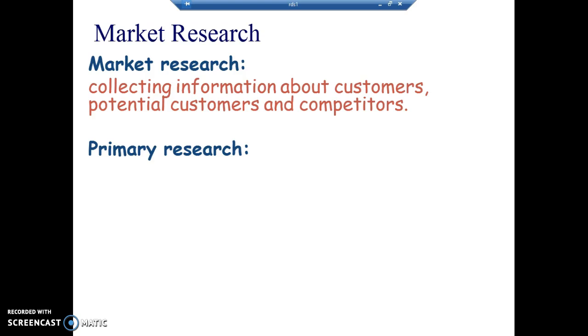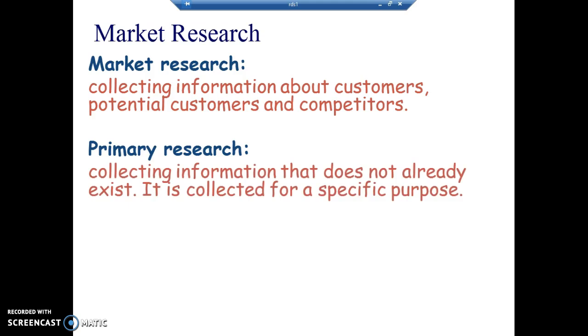So we like to split down the types of market research that we're doing into primary and secondary market research. Now the difference between primary and secondary market research is that primary is collecting information that does not already exist. It has been collected for a specific purpose. So the entrepreneur will think, what do I want to find out? This is their research objectives. They might want to find out someone's opinion about a new product that they're about to launch.